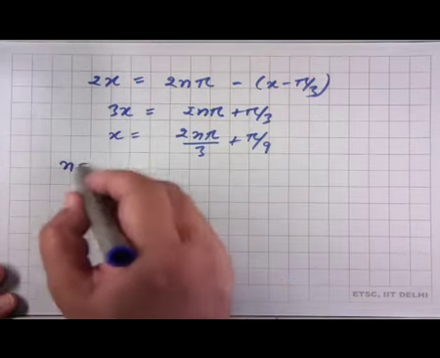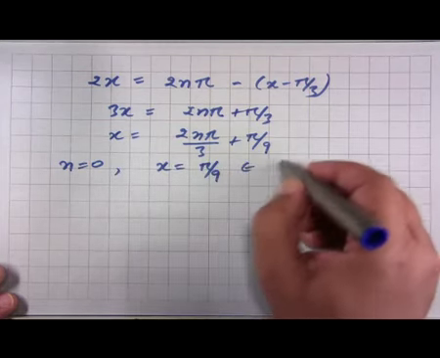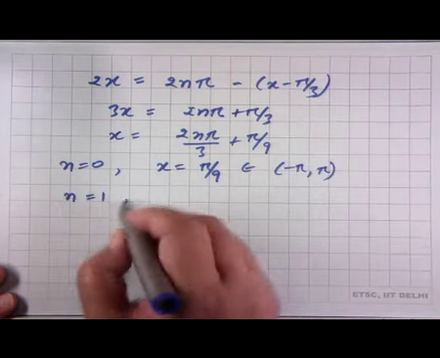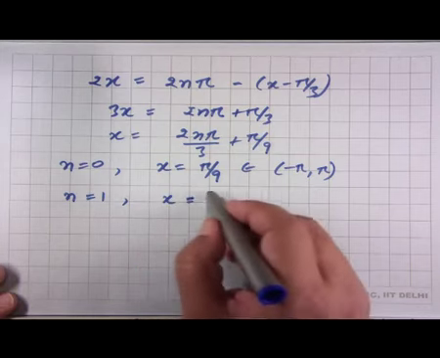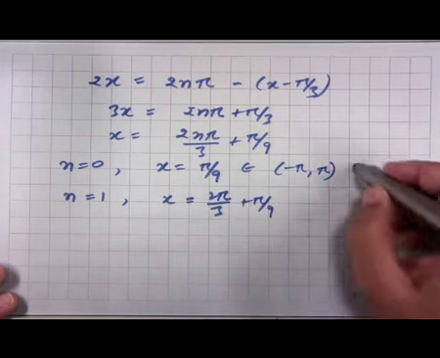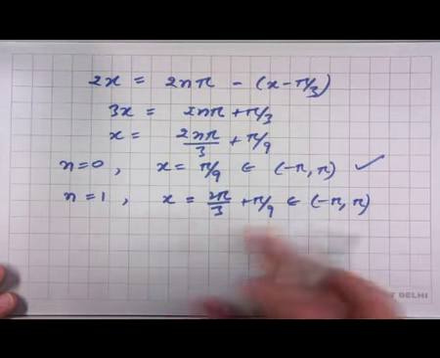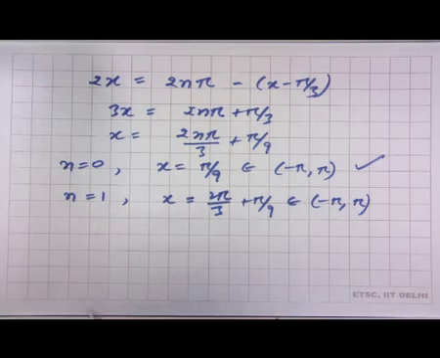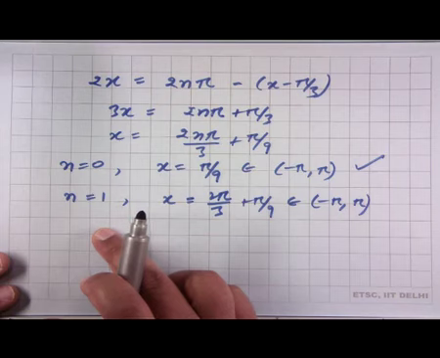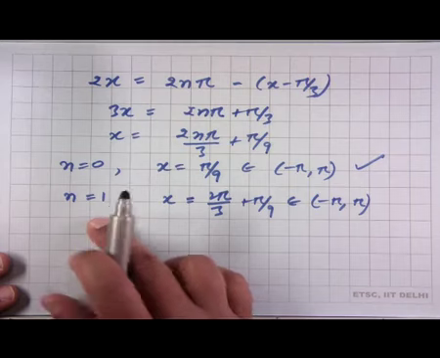Again, starting with n equal to 0, we get x equal to pi over 9, which of course belongs to the interval minus pi to plus pi. With n equal to 1, we get x equal to 2 pi by 3 plus pi by 9. So this is also a valid solution for us, because this also belongs to the interval minus pi to plus pi. But if we take larger values of n, like n equal to 2 and so on, then the value that we get will not belong to minus pi to plus pi, and therefore those are not valid solutions for us.